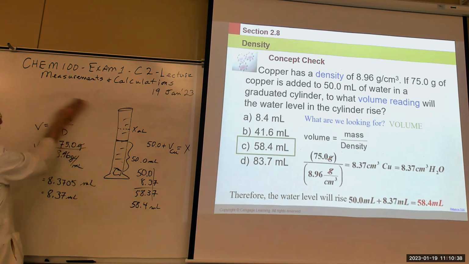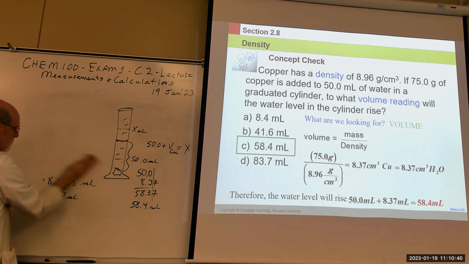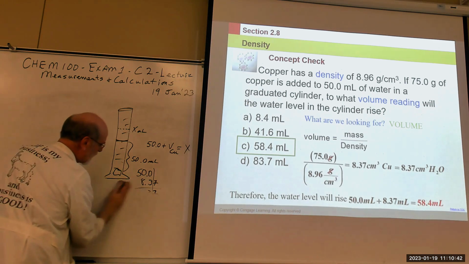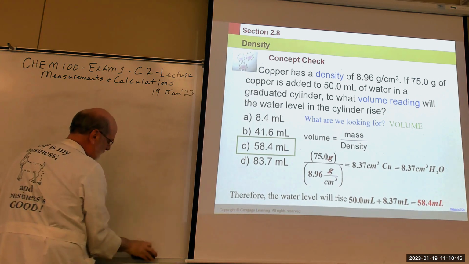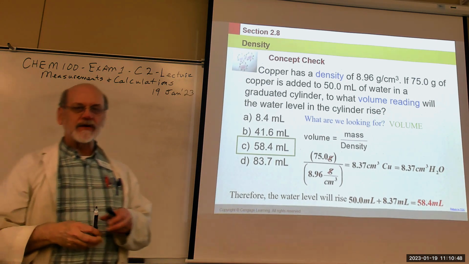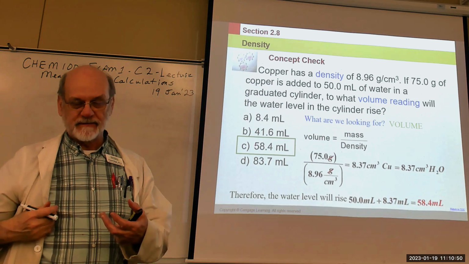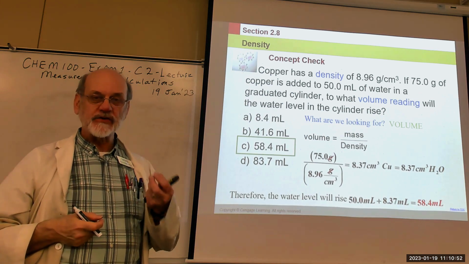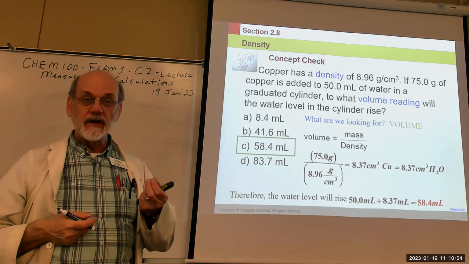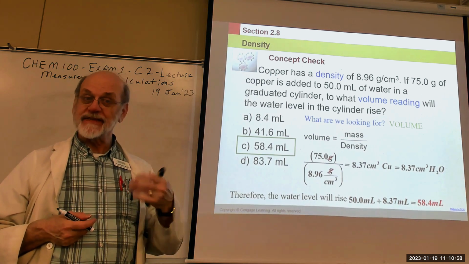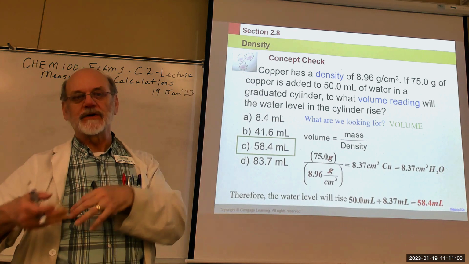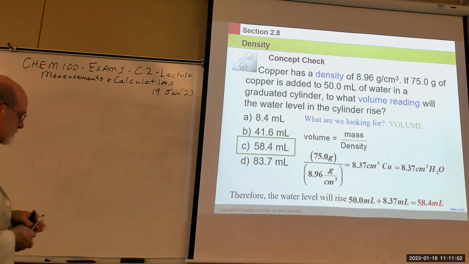So this is an example of a problem that is complicated and has to be broken down into smaller pieces, right? We break it down into a small piece to find the volume movement of the water, and then to find the final answer, we take that movement and add it to the original, and that gives us our answer.